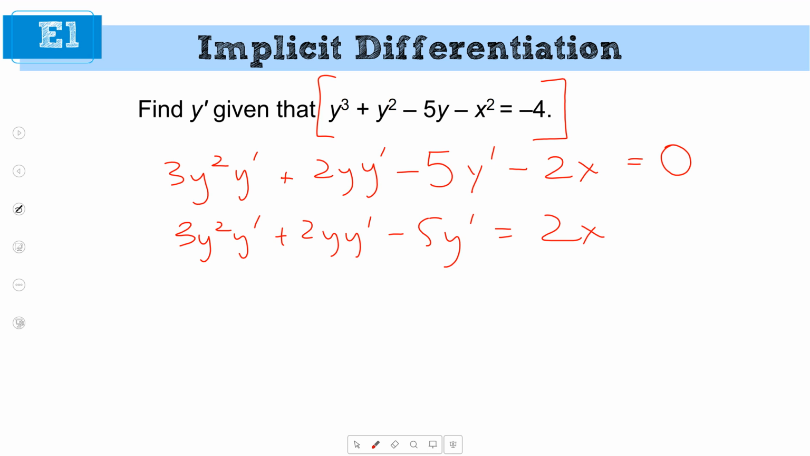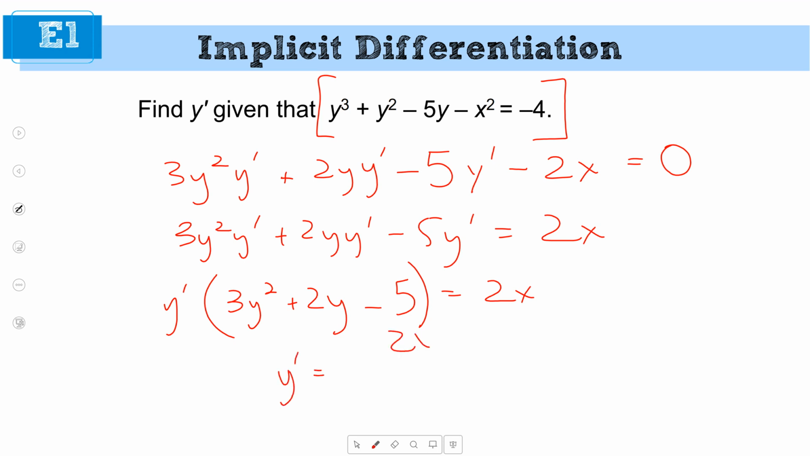Factor out a y prime. Whoops. What am I doing? Can't even do the algebra. That's a good one. Step 3. Get the y prime by itself. All done. That wasn't so bad, was it?